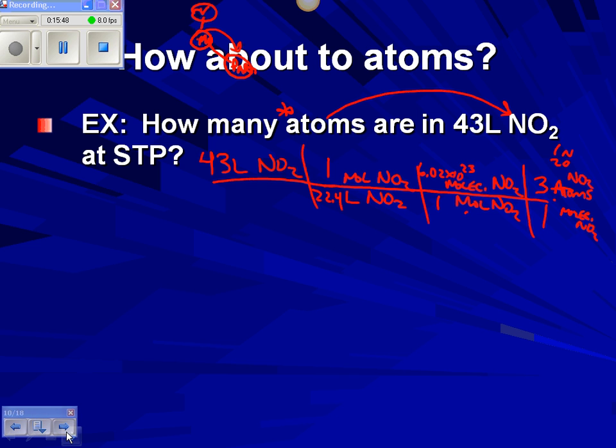So you can convert any of these. You can go from atoms to mass just by doing those conversions and so on. I think you get the idea from that, and good luck with your conversions.